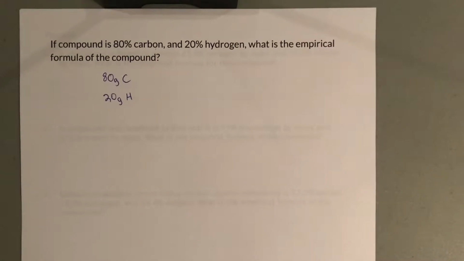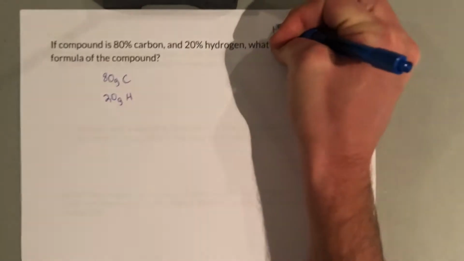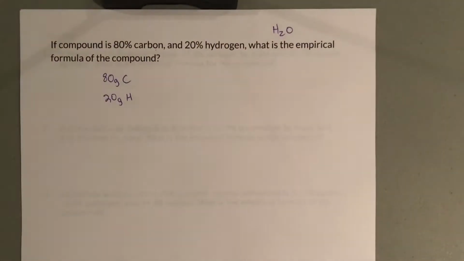Before we can go any further, we need to look at, well, what is a formula? And what we know is if we look at a chemical formula, let's take water as an example, which is H2O. H2O means that you have 2 moles of hydrogen for every 1 mole of oxygen. So when you write a formula, you're always talking about the mole ratio within that formula. So if we want to figure out a formula from the percentages or the grams that we're given, we need to convert that to moles.